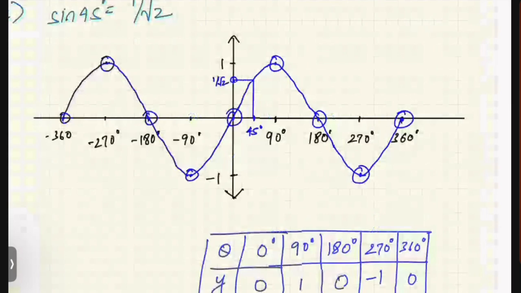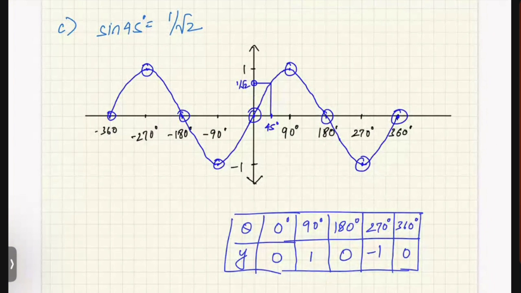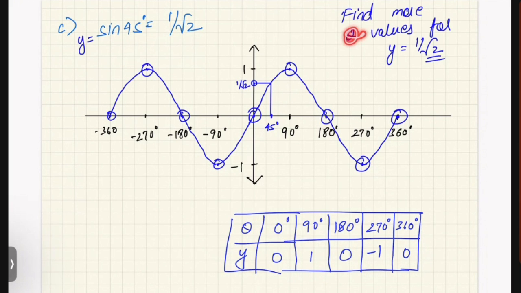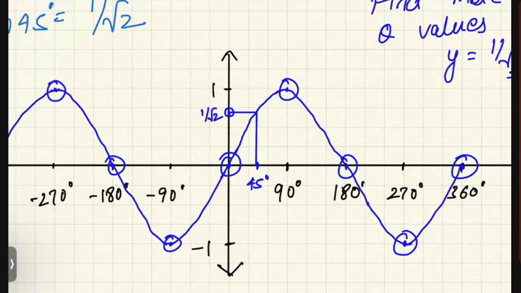Now we need to find theta. Remember, we need to find more theta values, so draw another perpendicular. This is y only, technically. Y equals 1 over root 2. So we need theta values. Remember, first learn this concept: if you need theta, your perpendicular should end on the theta axis. So you will start from the y axis.